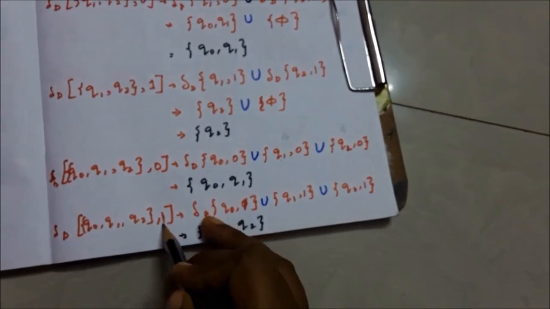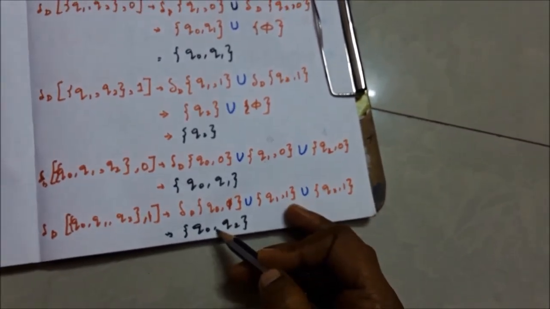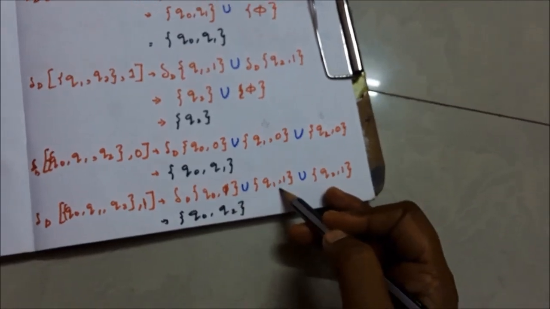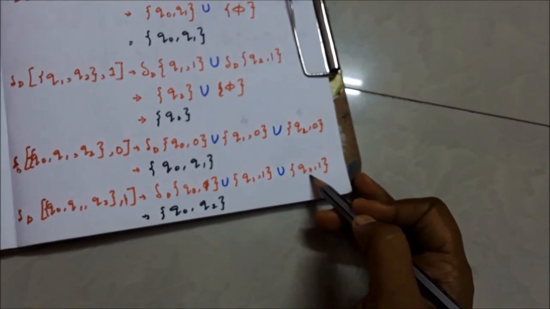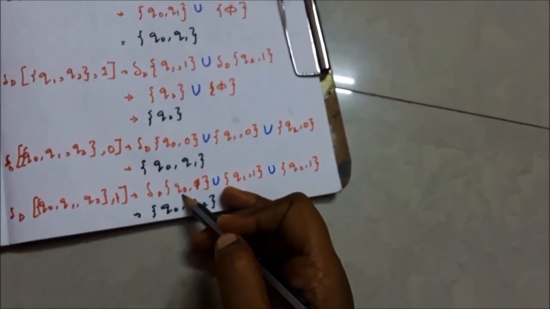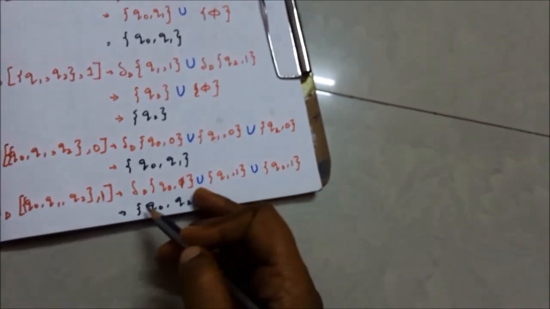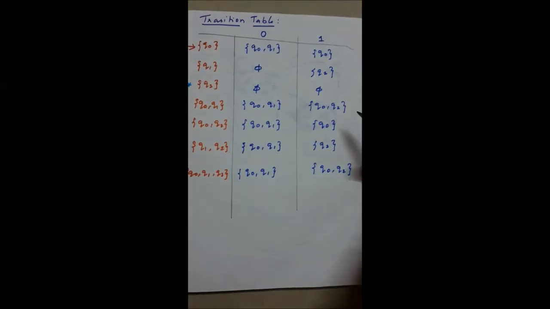Similarly, if we take input symbol 1, we can split it first. Q0 comma 1 will be Q0, Q1 comma 1 will be Q2, and Q2 comma 1 will be pi. So here we will get Q0, Q2, pi. So by adding this we get Q0 comma Q2.